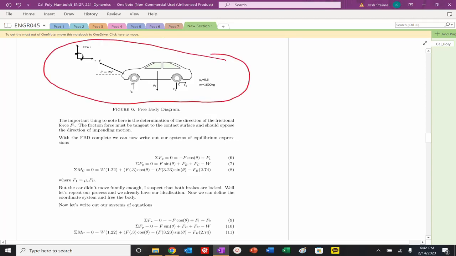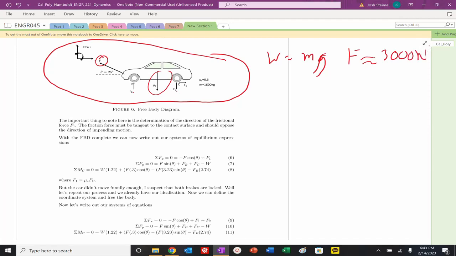So react normal, normal, we have our weight. Our weight is just going to be the mass times gravity. We had the mass of the Jeep. The force, again, I claim that I can exert a force of around 3,000 newtons. And we have our coefficient of friction. We have our free body diagram. This looks to be all correct. We have our coordinate system we've already defined previously. What do we have to do now? Well, let's write out our expressions.